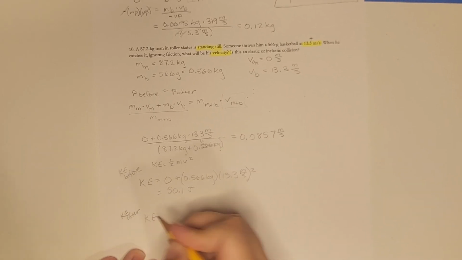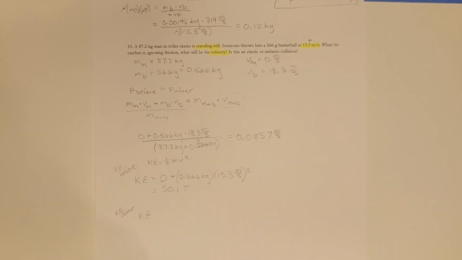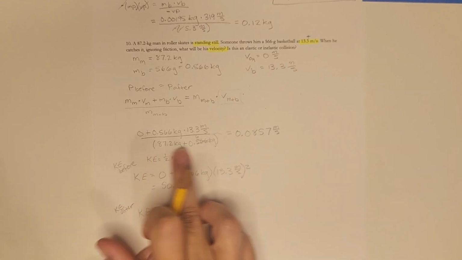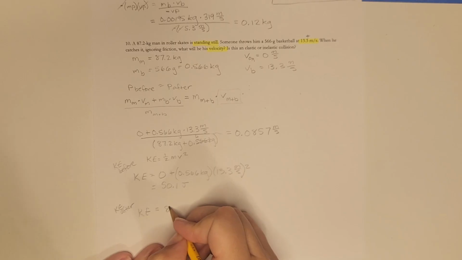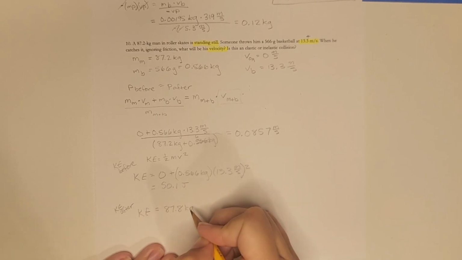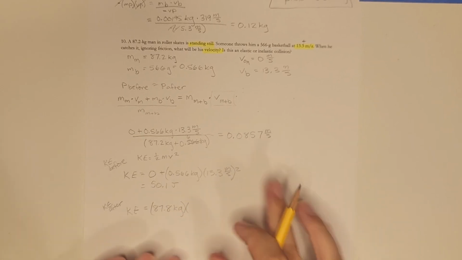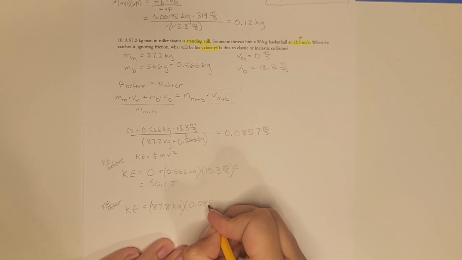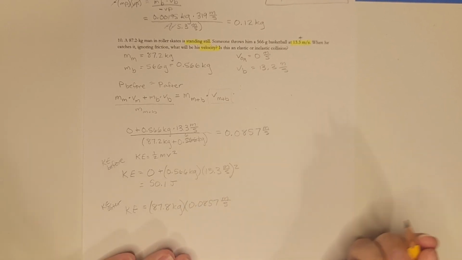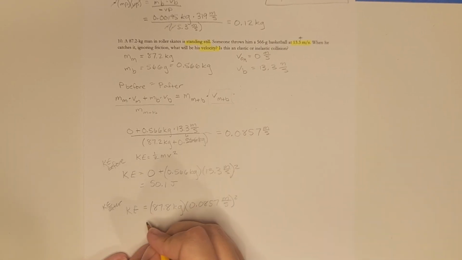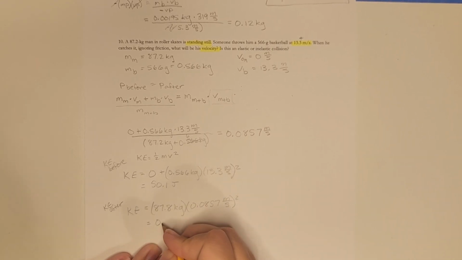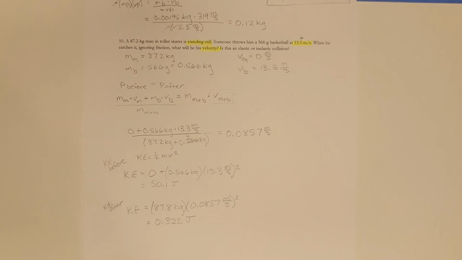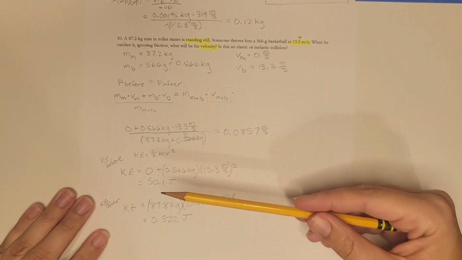So after, just like with the momentum, we have the man and the ball joined together. And so we're going to be using that mass of the 2 together, which we said was 87.8. And our velocity after is what we just figured out, 0.0857 meters per second squared. And we get 0.322 joules. So to determine whether this collision is elastic, we're comparing these two kinetic energies.